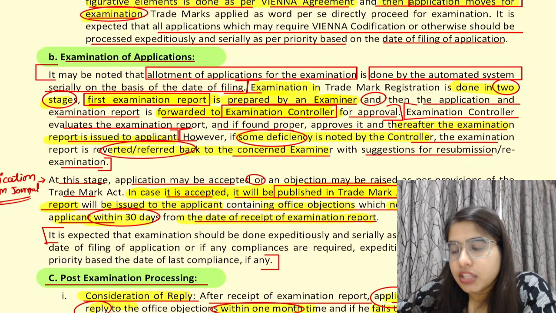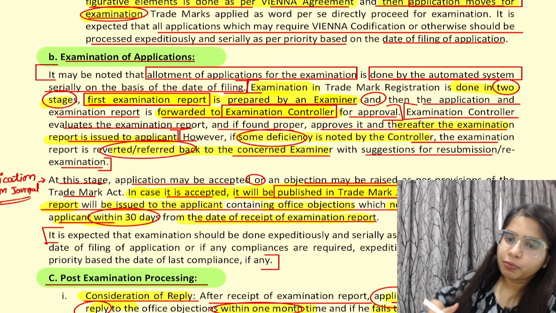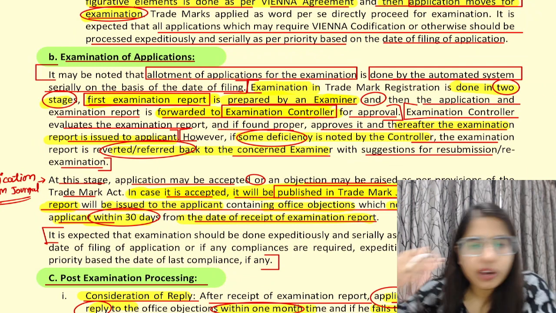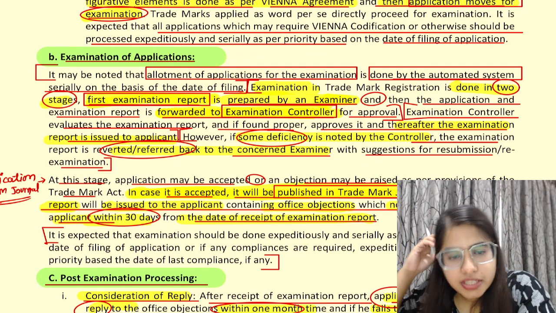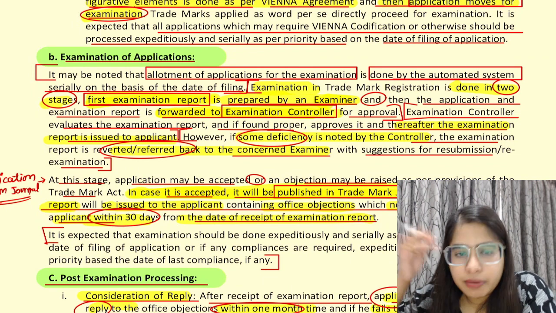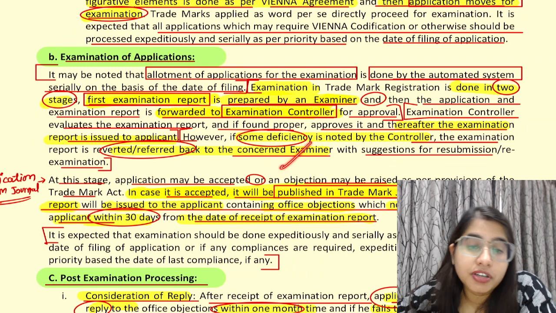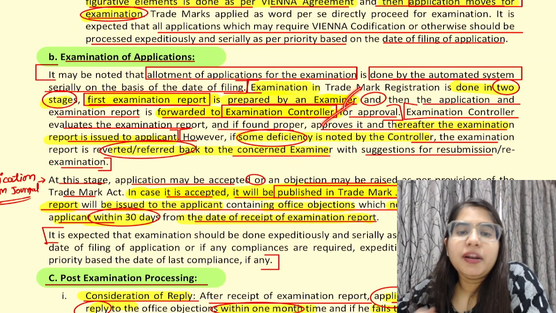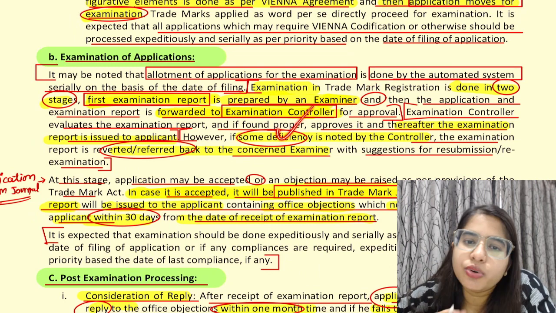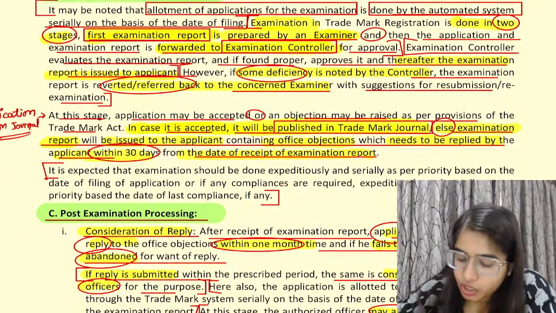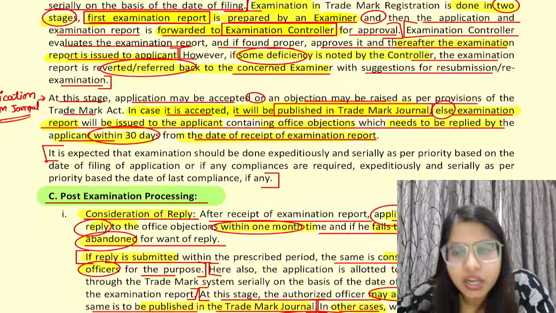Within 30 days. They will ask me that, ma'am, we have this objection, and this is not appropriate. You rectify it and you submit it back. In that case, a 30 days time limit, 1 month, is given, and I can submit back by rectifying the objection. Are we clear with this? Yes. However, if both are satisfied, the examiner is also satisfied and the controller is also satisfied, everything is okay. Then if they accept the application, they will publish it in the trademark journal.